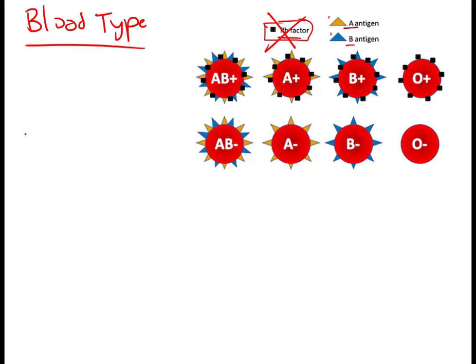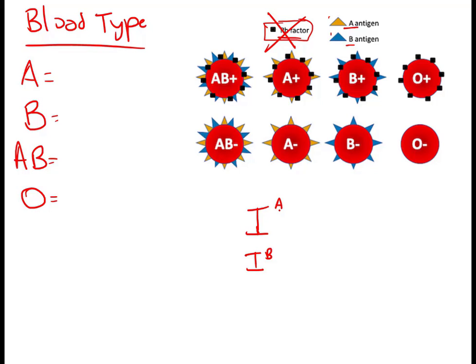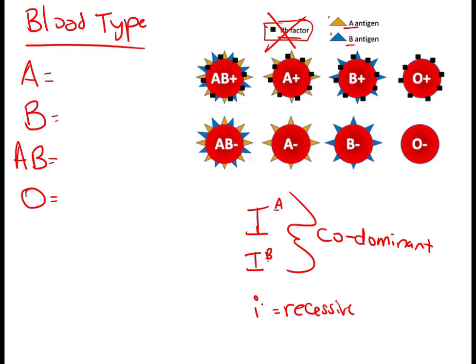There's actually 4 different blood types. You could be type A, you could be type B, you could be type AB, or O. For blood type, whenever you see a big I, that's dominant. So somebody could be I with an A or I with a B. This is blood type A and blood type B. This would indicate they have A antigens or B antigens if they have this A here. Both of these are dominant. They're actually co-dominant.